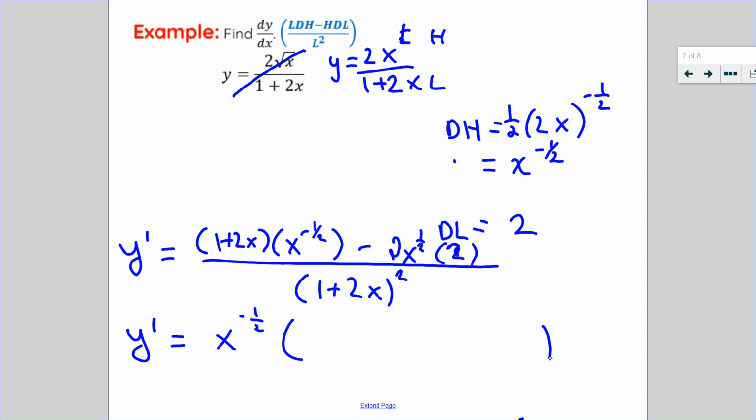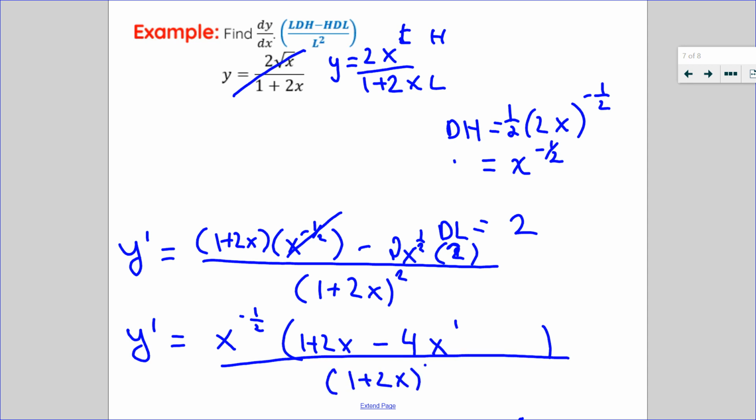So when I divide my first term by x to the negative 1/2, that's gone. And I'm just left with 1 plus 2x. Okay, over here, subtract. I'm just going to multiply the 2 and the 2 together to get 4. And if I have x to the 1/2 divided by x to the negative half, it's x to the 1/2 take away negative 1/2, which is positive 1. And that is going to be all over 1 plus 2x all squared.